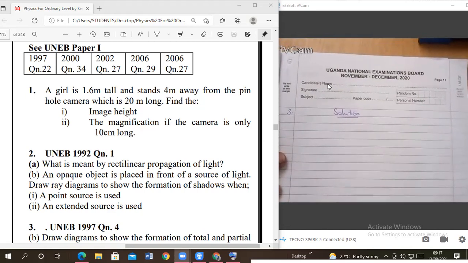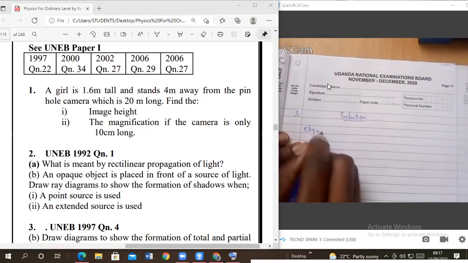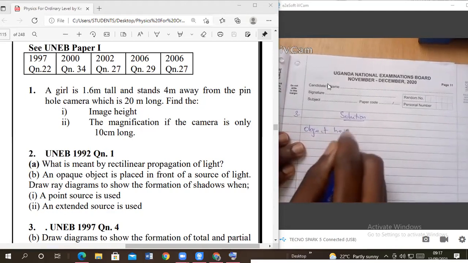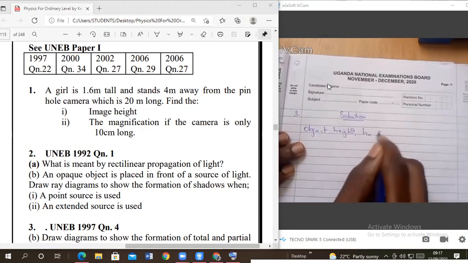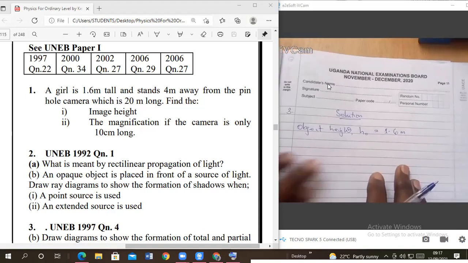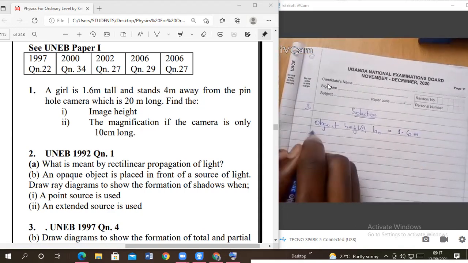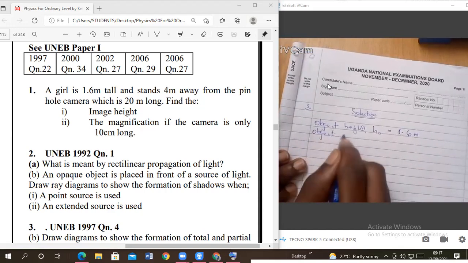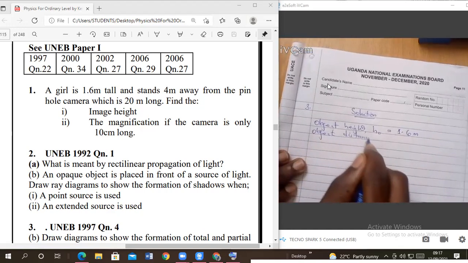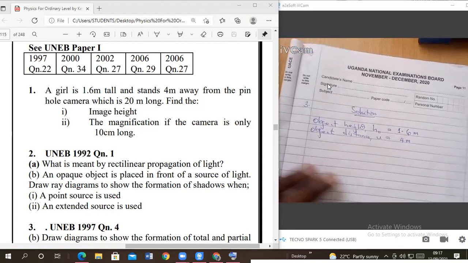So can we collect our data from the question? What is given? Let's go through that together. Object height was given to be 1.6 meters. What else was given? Object distance. Good. Object distance U was given to be 4 meters.